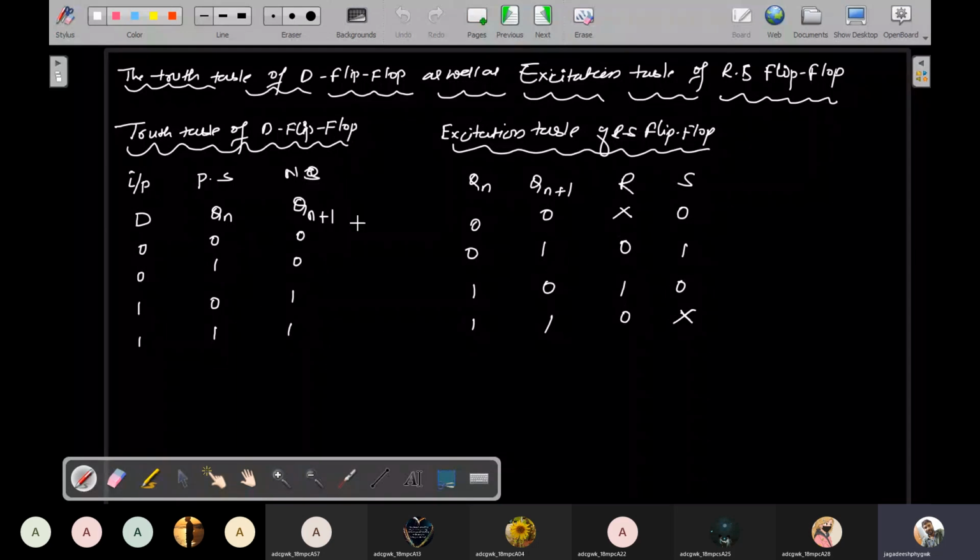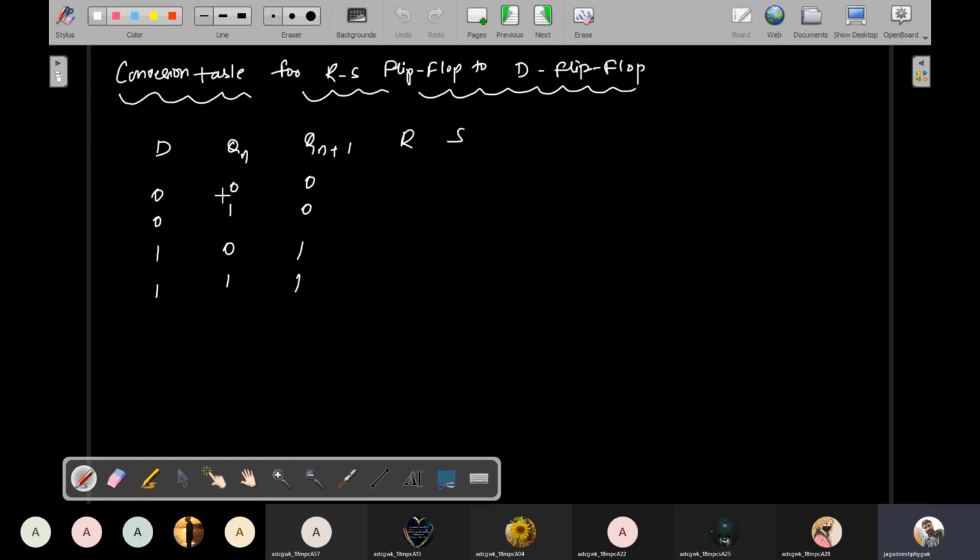Right now, from these two states, what will be the R and S values? By comparing the present state and next state, you write the outputs R and S. If Qn and Qn plus 1 are 0 0, then R is a don't care condition and S is equal to 0. What about the 1 0 combination? For 1 0 you will get only 1 0, and for 0 1 you will get 0 1 only. And what about 1 1? In that case R is equal to 0 and S is a don't care.